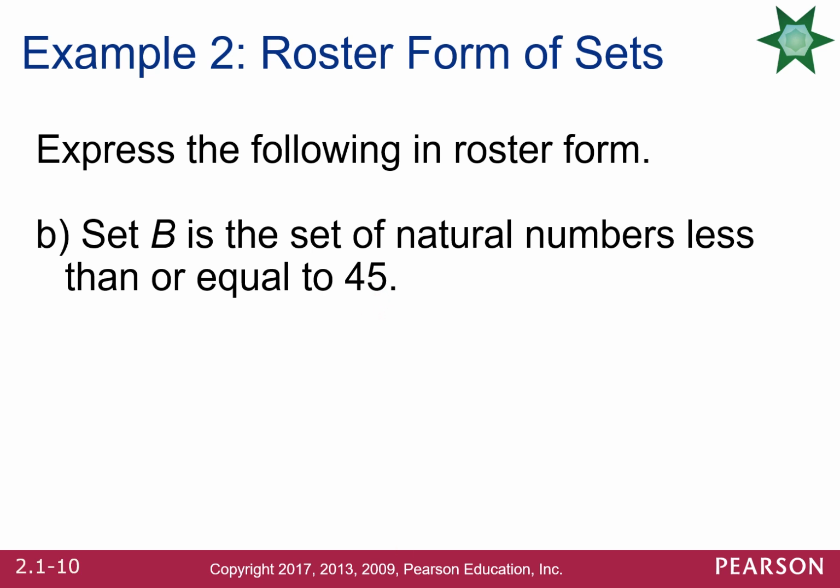So the way we are going to write that in roster notation of sets is B, the capital B, equals, then your braces start, and then you start from 1, comma, 2, comma, 3, and then after a few values you just use your ellipses, and then the last number is 45. All right, and close your braces.